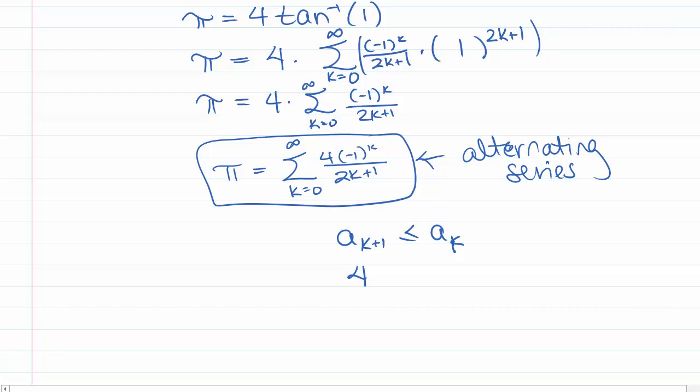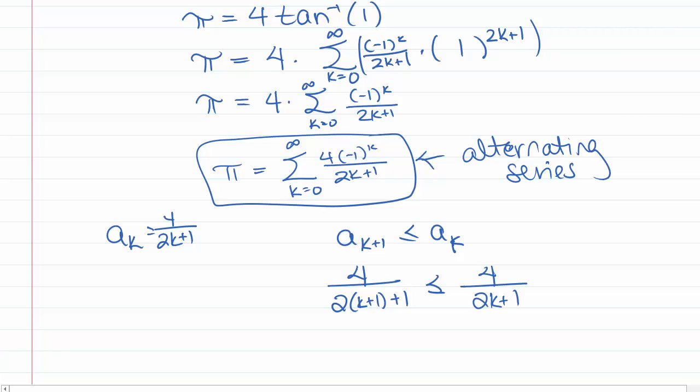Maybe we should write down what a sub k even is first. So a sub k is going to be 4 over 2k plus 1. So a sub k plus 1 is going to be 4 over 2 times k plus 1 plus 1, less than or equal to 4 over 2k plus 1. So notice putting the k plus 1 over here in the bottom made the whole bottom bigger, which made the thing smaller. So yes, we believe that.